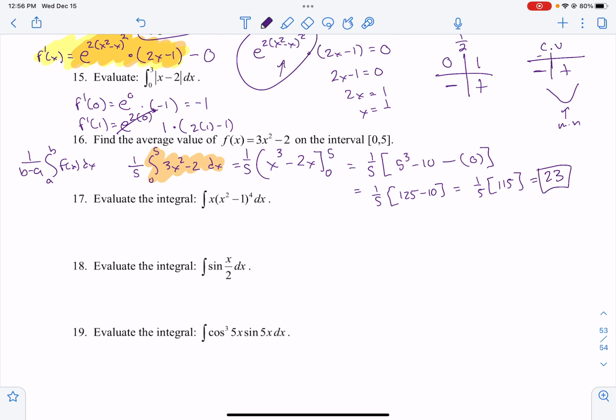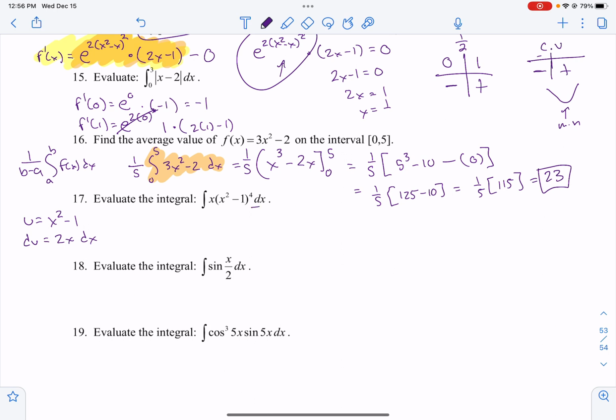All right, number 17. Evaluate the integral x times (x squared minus 1) to the 4th dx. You are welcome to multiply x squared minus 1 by itself 4 times and then multiply an x and distribute it through everything. Or we can just use u substitution. So let's let u equal, we're going to start by trying the innermost function. So u equals x squared minus 1. So that means that du equals 2x dx.